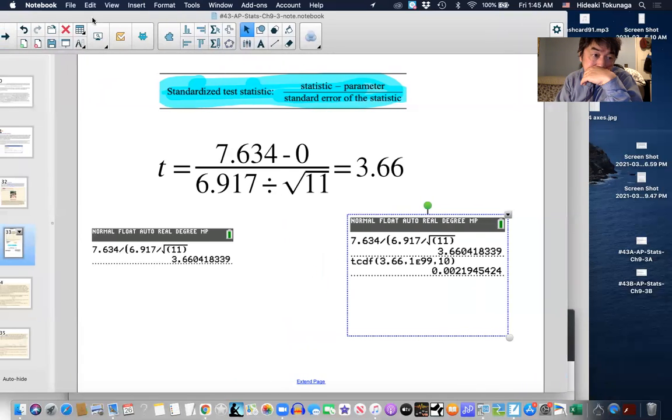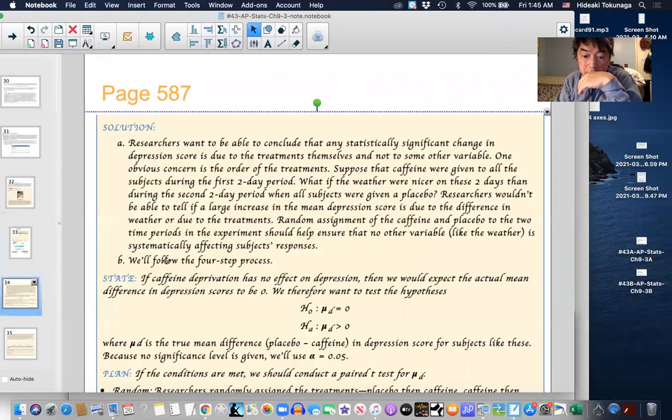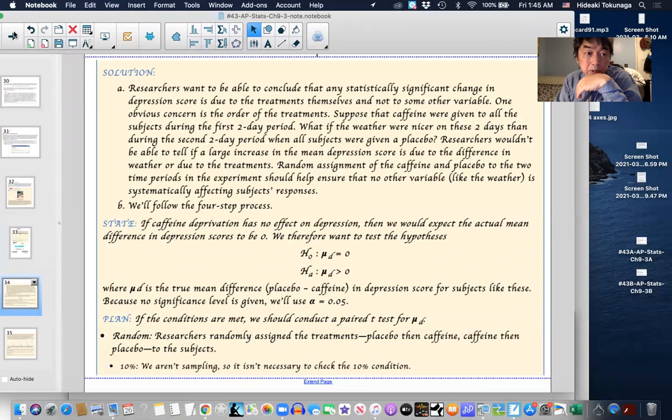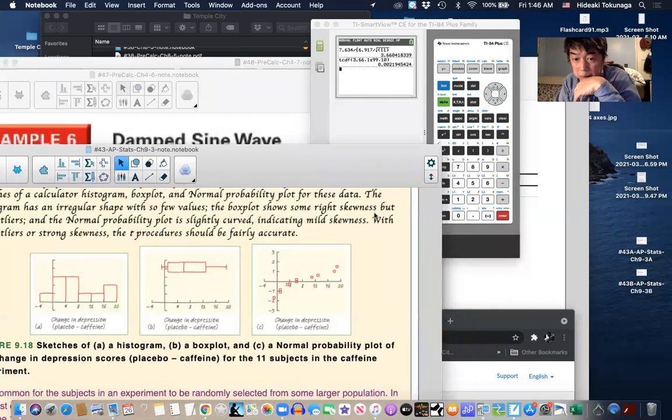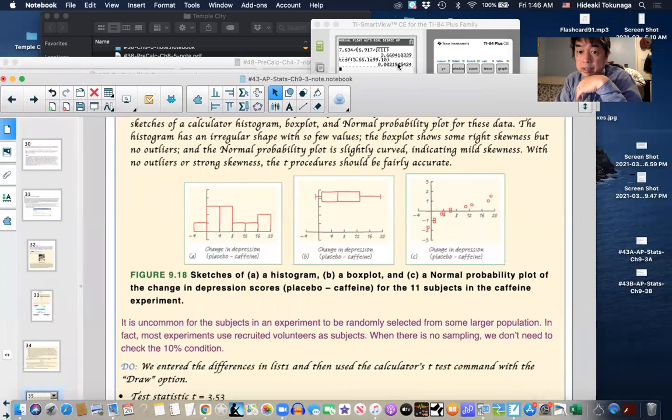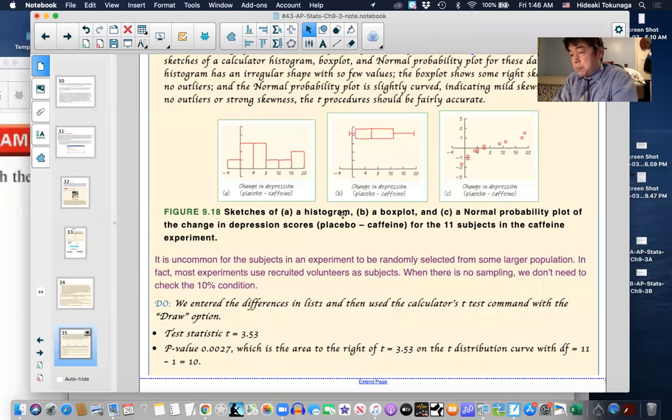So I believe it's one side, 0.0021. If it's that rare, right? Let me see, everything is okay. 0.0027, but mine is 0.0021. Right? You can see it. So it's much smaller than the alpha level. The alpha level is 0.05, and this is 0.0027. So we reject the null hypothesis. There is strong evidence it was different.